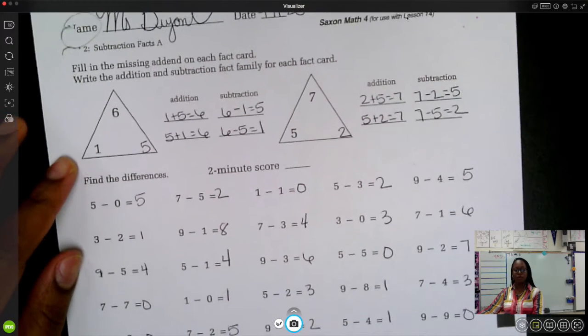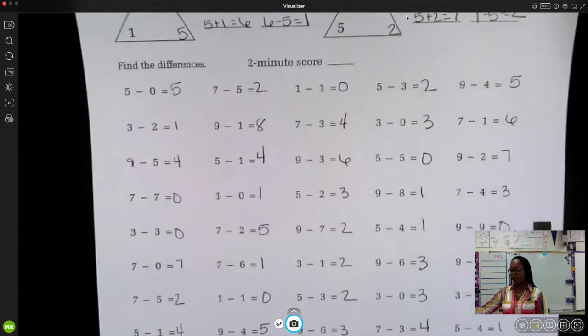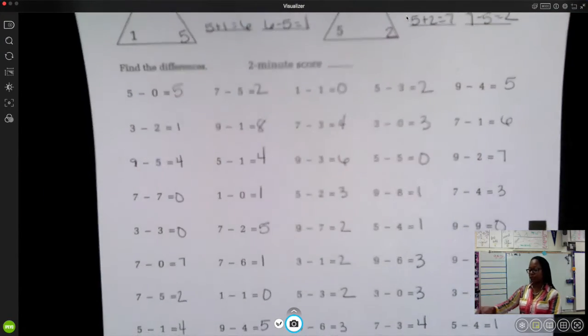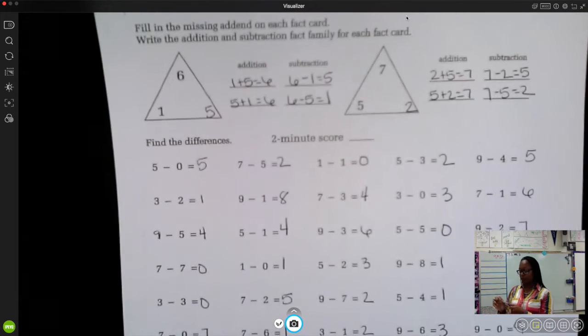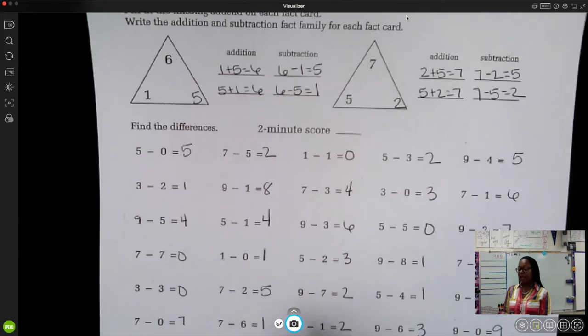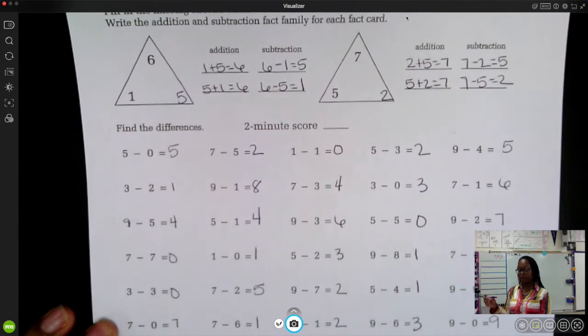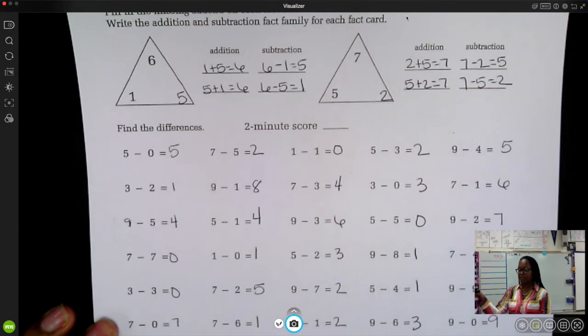If we move down, we will have our problems. So I'm going to go over them with you. You should have both side A and B done already. As we go over the problems, we're going to circle the answers to make sure that we have them correct and we've went over all of them and not have missed a beat.